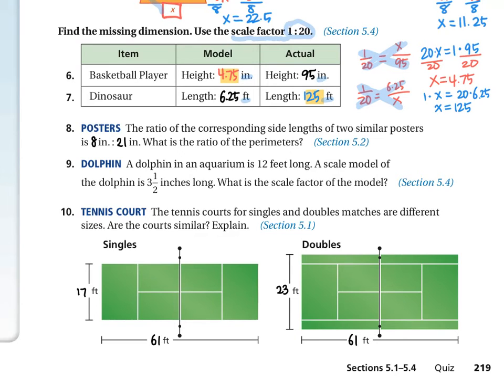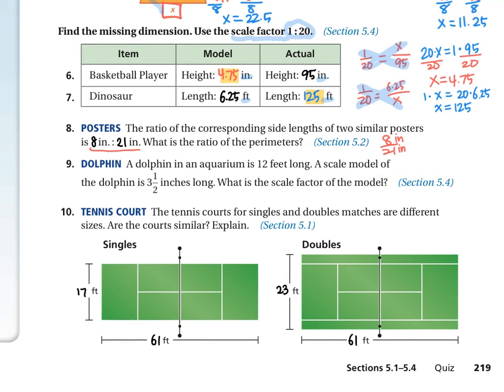For number 8, it's pretty simple. You have the ratio given to you for the posters, which is 8 to 21 inches. All you have to do is to find the ratio of the perimeters, which is just putting them into a fraction. So all you have to do is to either write it in this format with a fraction, or you can just write it again in this format.